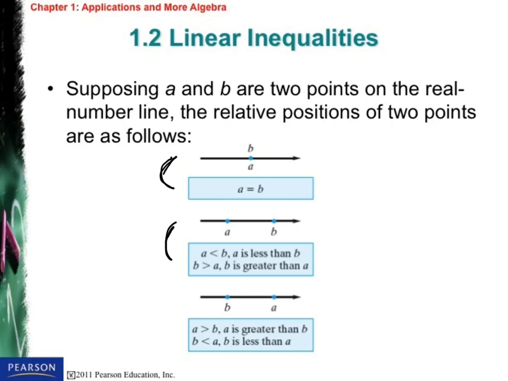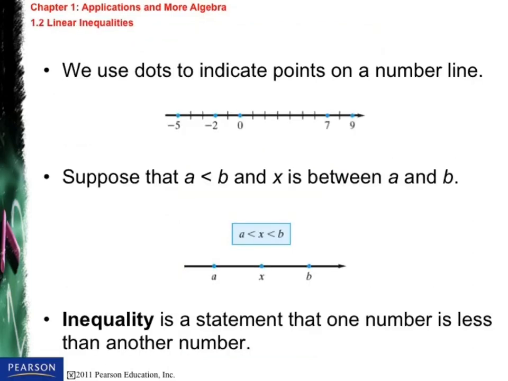If A is greater than B, then A will be to the right. If B is less than A, then B is to the left. Now, if you're still not clear on your less than and greater than symbols, this is the time to be sure that you understand which way they go. We use dots to indicate the points on a number line, and they should be spaced relatively speaking at the spot that's correct, away from 0. Each hash mark is 1 unit away from 0, and so we've got -5, -2, 7, and 9 placed on the number line.